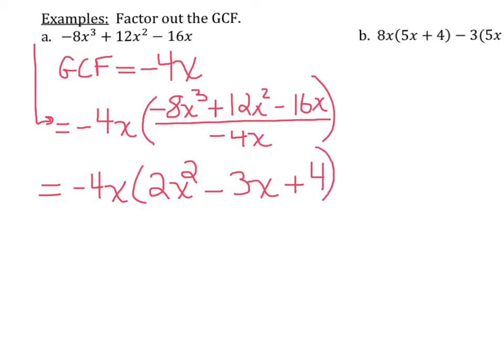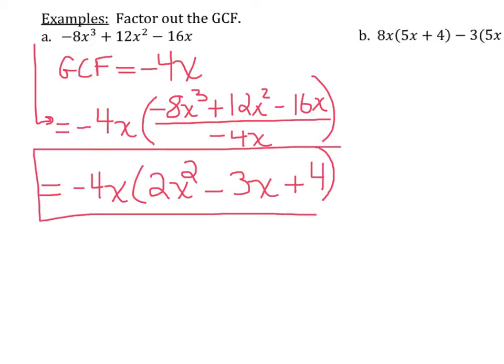All right. And so now I have this written out, and this is my final product. This is my solution here. I factored out my greatest common factor, which is the negative 4x. And in parentheses, I divide it to get 2x squared minus 3x plus 4.